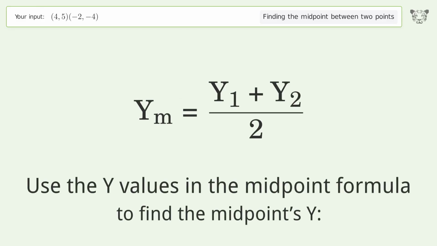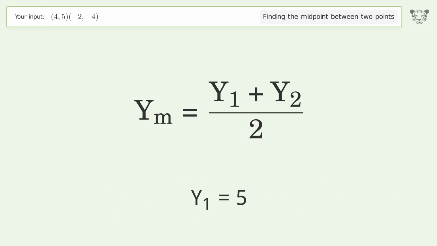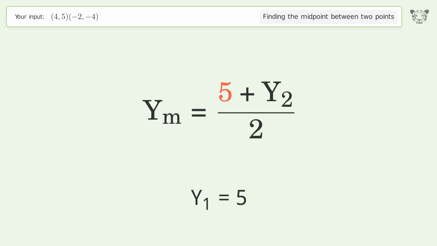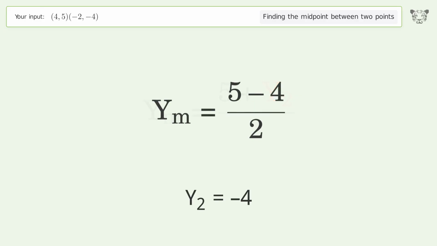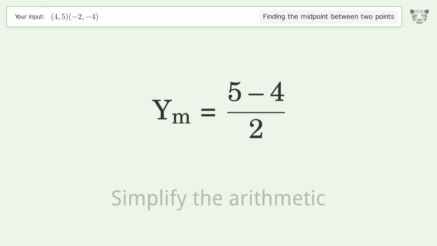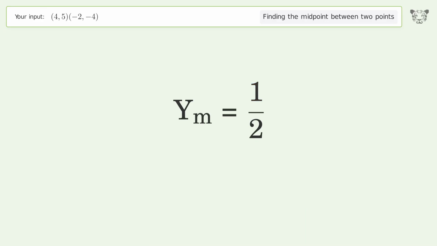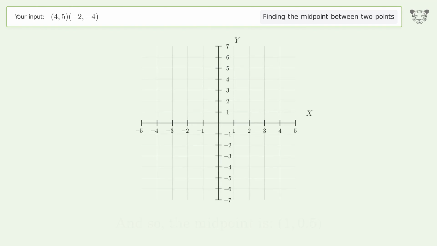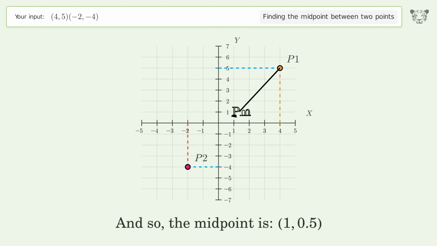Use the y values in the midpoint formula to find the midpoint's y. y1 equals 5. y2 equals -4. Simplify the arithmetic. And so, the midpoint is 1, 0.5.